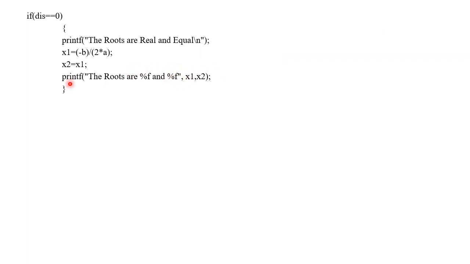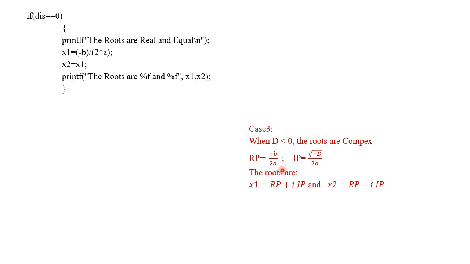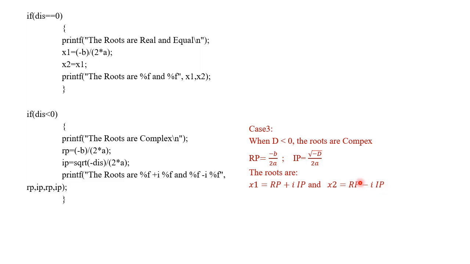And next case 3, we have discussed, when D is less than 0, the roots are complex, real part is this one and imaginary part is this one, and x1 is real part plus I imaginary part and x2 is real part minus I imaginary part, complex conjugates. So if discriminant is less than 0, printf the roots are complex and go to the next line. Real part is minus b divided by 2a. Here some bracket is required. Imaginary part is the square root of minus of the discriminant divided by 2 times a within the bracket. The denominator should be within the bracket.